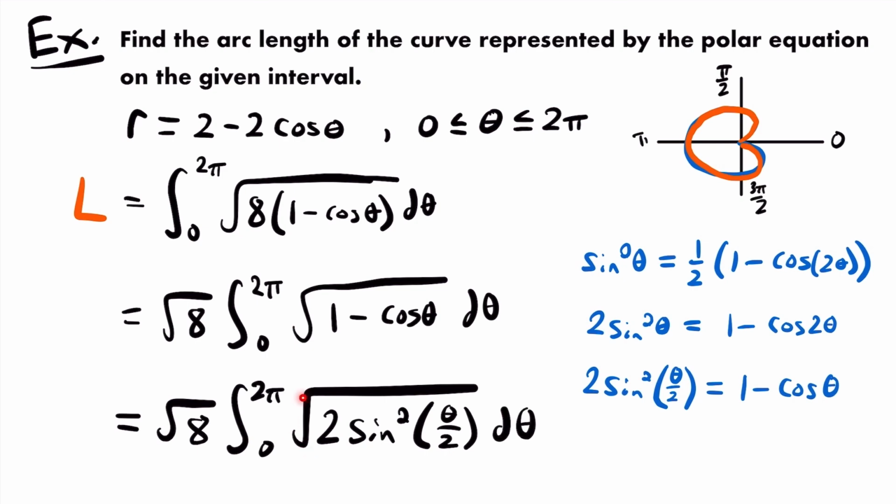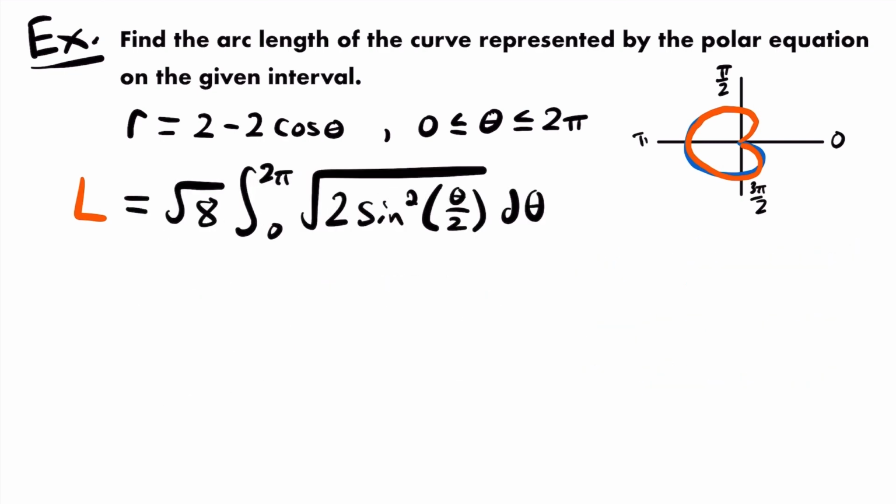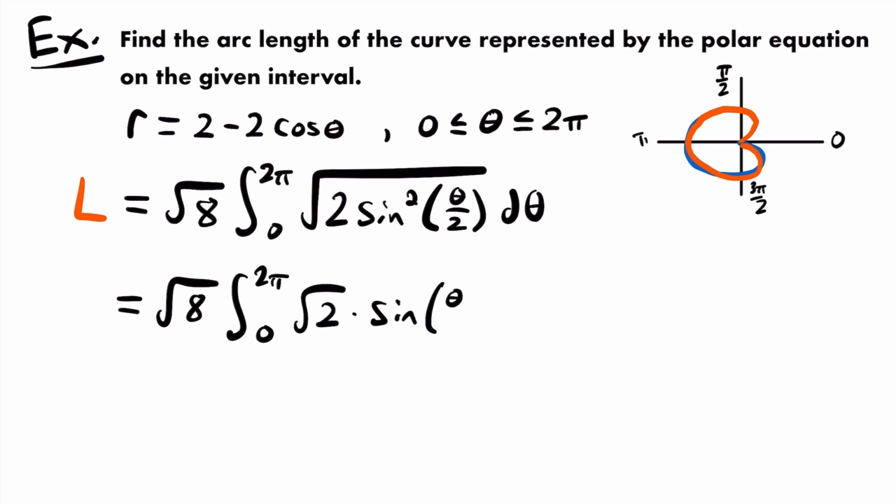Okay, and now we can take the square root of both of these parts to simplify further. And so if we do that, this will be equal to the square root of 8 times the integral from 0 to 2 pi of the square root of 2 times sine of theta divided by 2 times d theta. All right, so we took the square root of both of these parts. The square root of 2 is the square root of 2, and the square root of sine squared of theta divided by 2 is just sine of theta divided by 2.